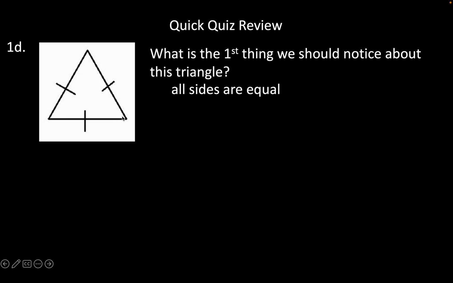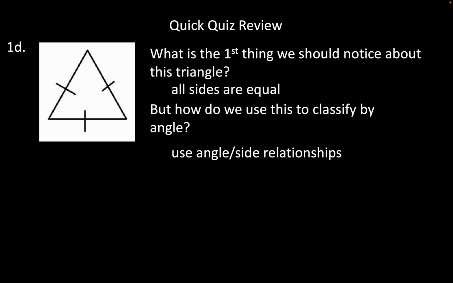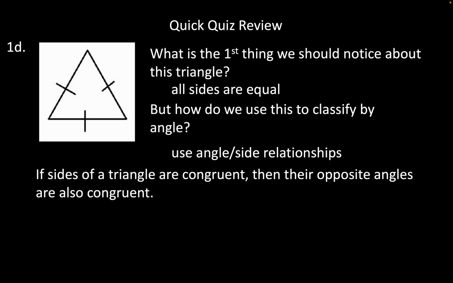Quick quiz review on that stuff. One of the problems that we had on our quiz was this problem here where it said classify it by angle. What you have to remember is that if the sides are congruent, we talked about the angle-side relationships, it means that the angles across from those sides are also congruent, which means this is equiangular, not equilateral. So again, if sides of a triangle are congruent, then their opposite angles are also congruent. So in that case, it would be equiangular, not equilateral. When you see that on a quiz or test, make sure you remember that it is equiangular, because although they're giving you the sides, they want you to classify it by angle, not by side.